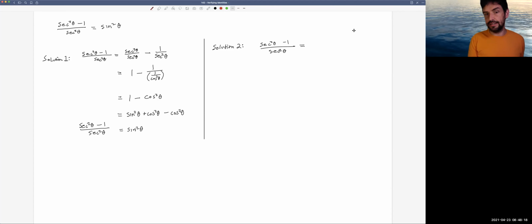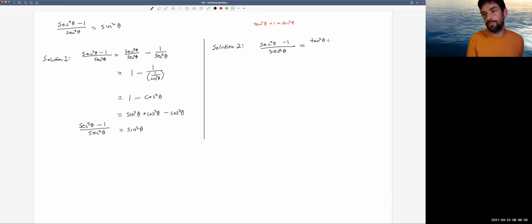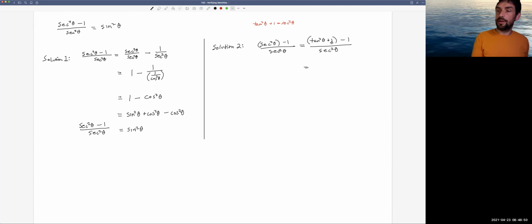We have an identity that tells us that tangent squared theta plus 1 is equal to secant squared theta. So I'm going to replace the secant squared in the numerator with tangent squared theta plus 1. That went in for the secant squared, and then I still have a minus 1. All of that is over secant squared theta. Well, now I've got plus 1 minus 1 in the numerator, so I have tangent squared theta over secant squared theta.